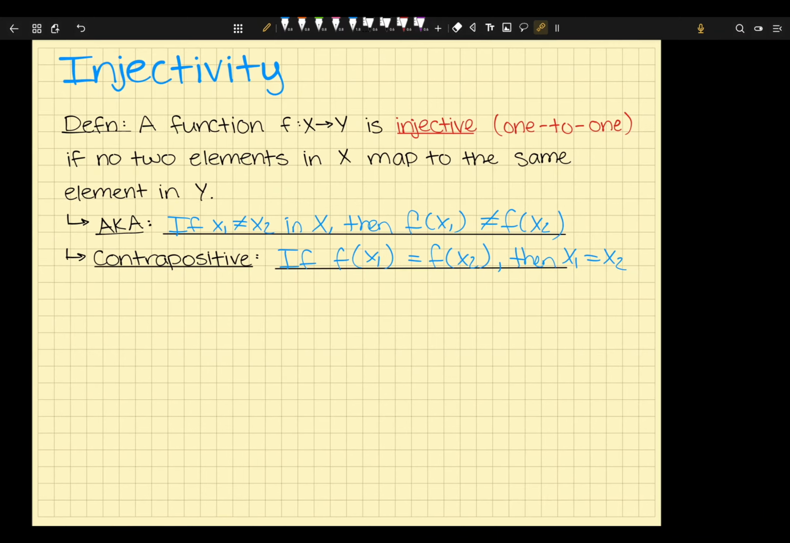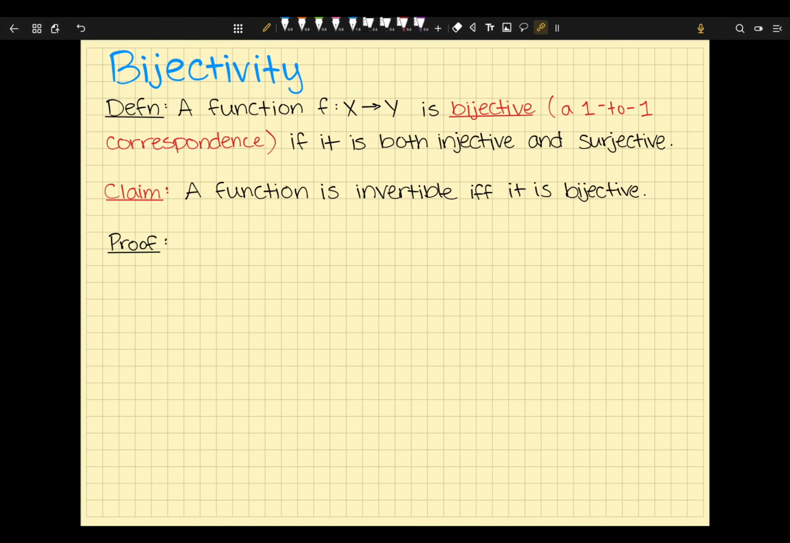All right. Now, if you combine these two things, surjectivity and injectivity, you get bijectivity. So a function f from x to y is bijective, or we say in 1-to-1 correspondence, if it is both injective and surjective. And the point is this claim here, which is that a function is invertible if and only if it is bijective. And the proof for this uses my very favorite proof technique, which is assigning it for homework. So this is on homework 14. Optionally, you can prove this.